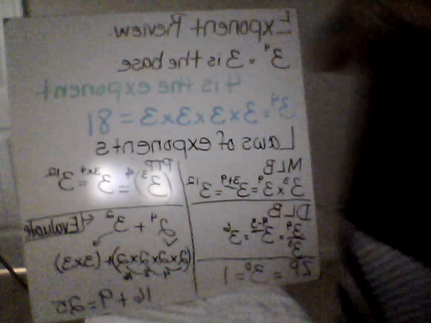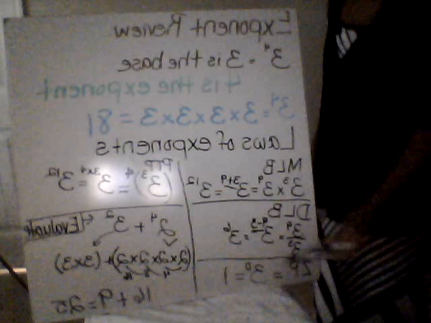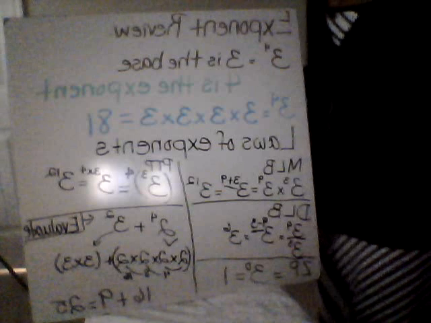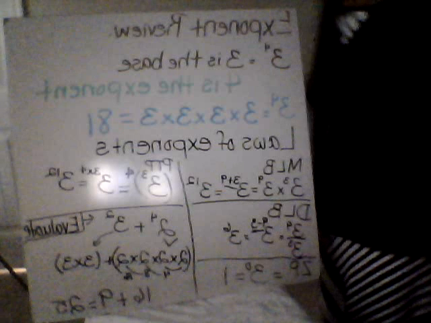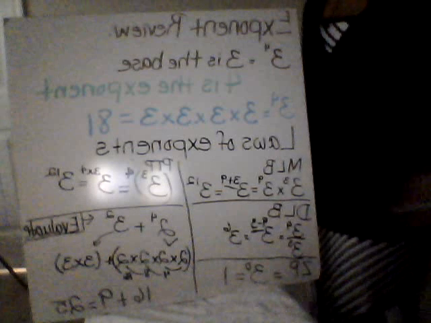The next law was called ZP, or zero power, and that one was pretty simple. Anything to the 0 power is 1. If I had a million to the 0 power, that would just simply be 1. Okay, so ZP is the zero power. Anything to the 0 power is equal to 1.